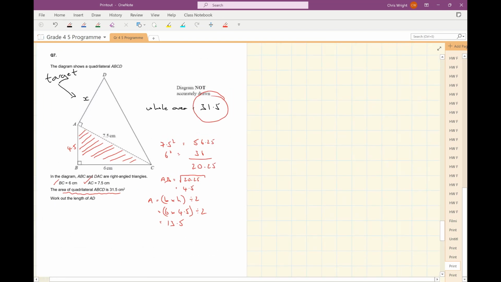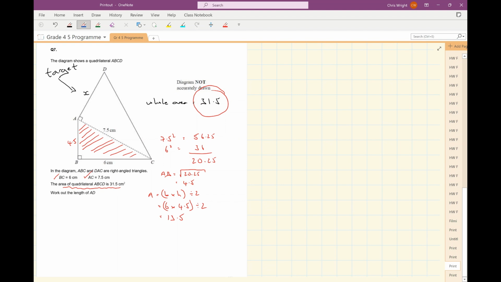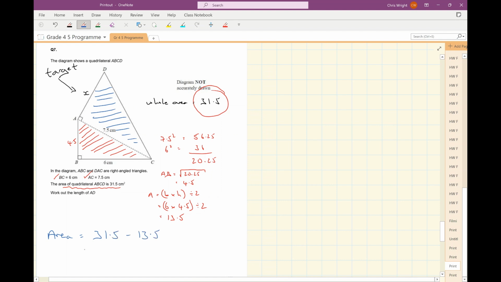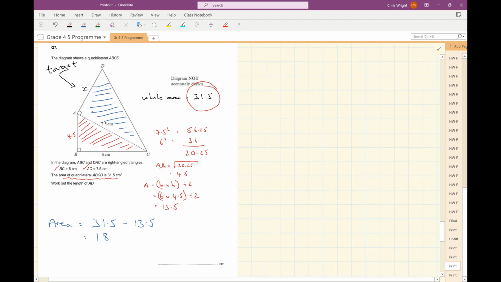So that means that I can work out the area of this top triangle. The area of the top triangle will be the whole area, 31.5, minus 13.5. So the area of that top triangle is 18. Okay, now let's have a think about that.